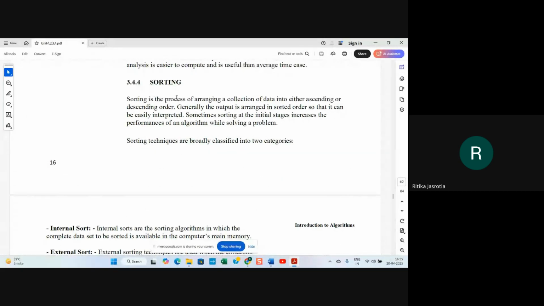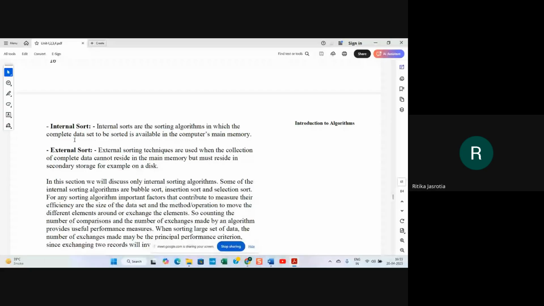Then there are sorting algorithms. Sorting is the process of arranging a collection of data into either ascending or descending order. We know that. So you have internal sort and external sort. Internal sorts are sorting algorithms in which the complete data set to be sorted is available in the computer's main memory. External sort techniques are used when the complete collection of data cannot reside in the main memory but must reside in secondary storage, for example, on a disk.